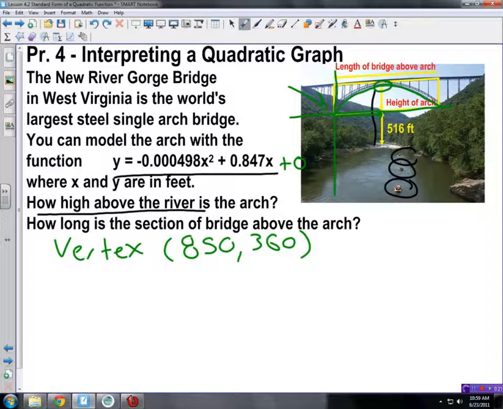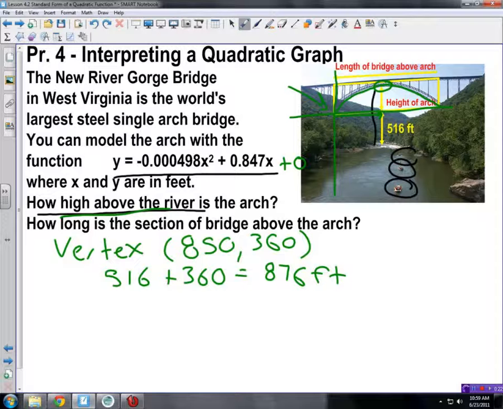But is that how far it is above the water? No, because the bridge is already 516 feet high. So if I do 516 plus 360, I'm going to get 876 feet. That's about 876 feet high. And if you Google this bridge, you'll actually see a lot of people doing bungee jumping and paragliding down off of it because it's so high. So that's this problem right here. That's that first part.